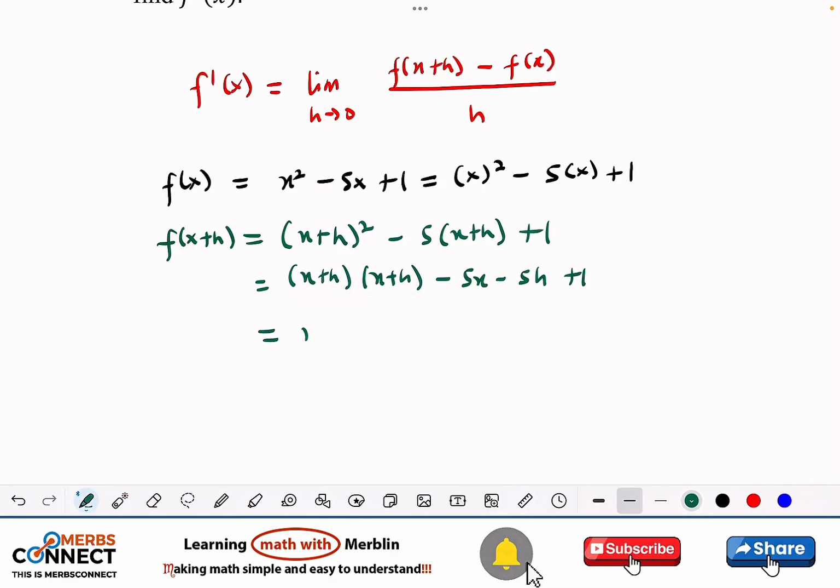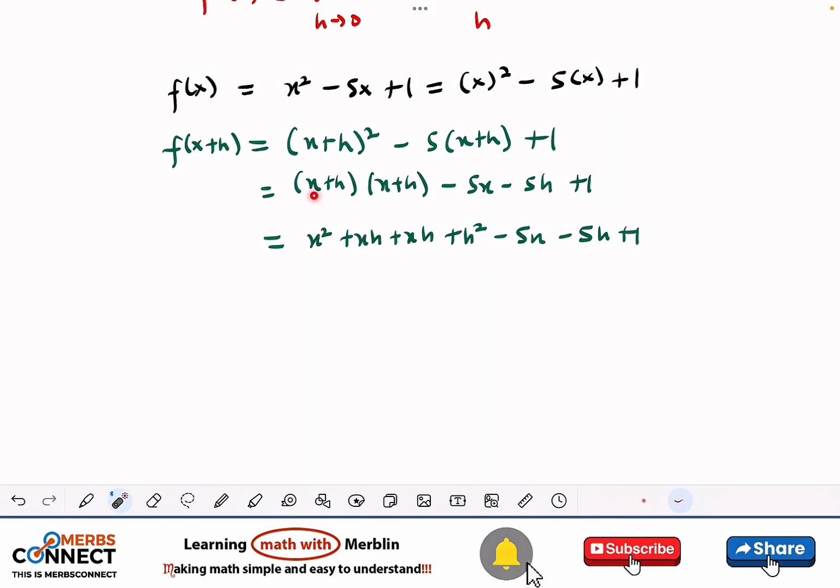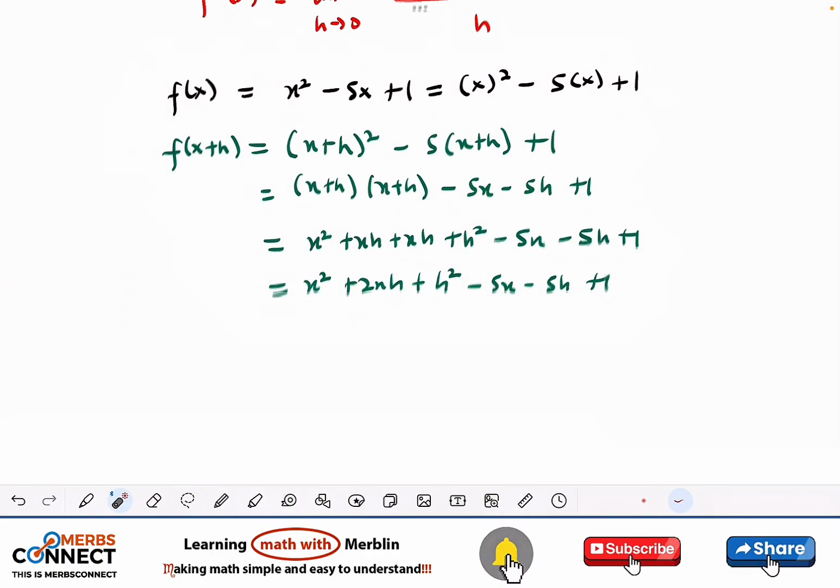This is going to give us x squared plus xh plus xh plus h squared minus 5x minus 5h plus 1. So what can we do? This times that, x times h, and h squared is giving us this. So let's do simplification here. We are going to have x squared plus 2xh when I add these two together, plus h squared minus 5x minus 5h plus 1. Can I do any simplification? No, because no term here is the same for us to add or subtract.